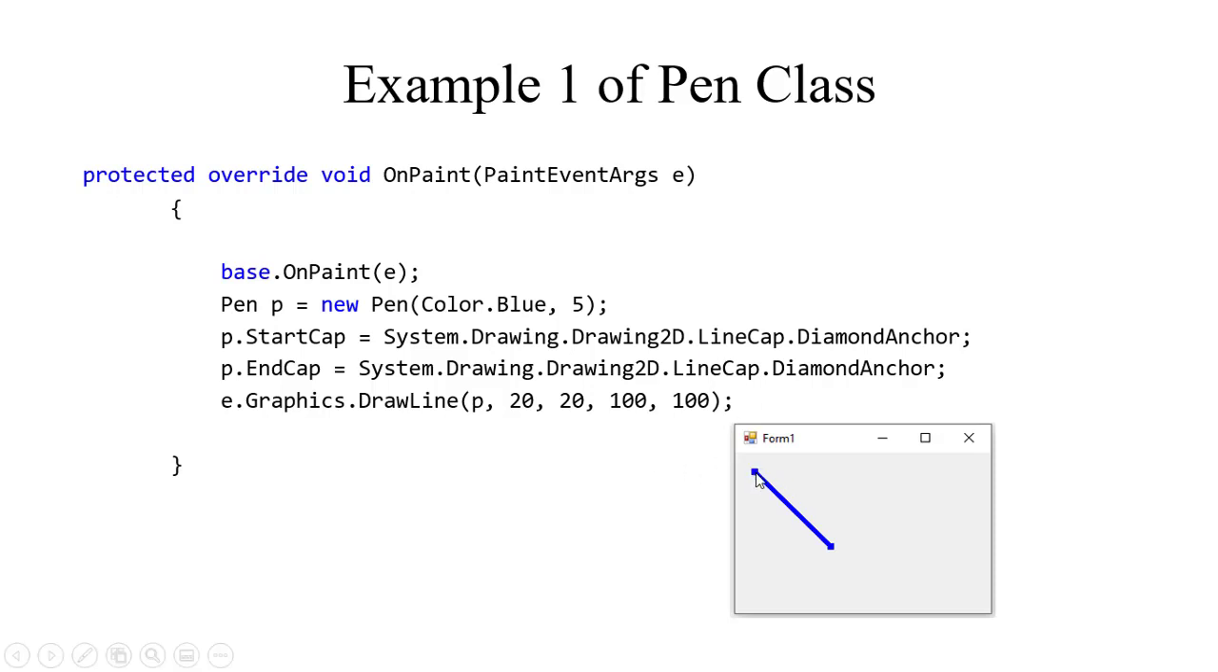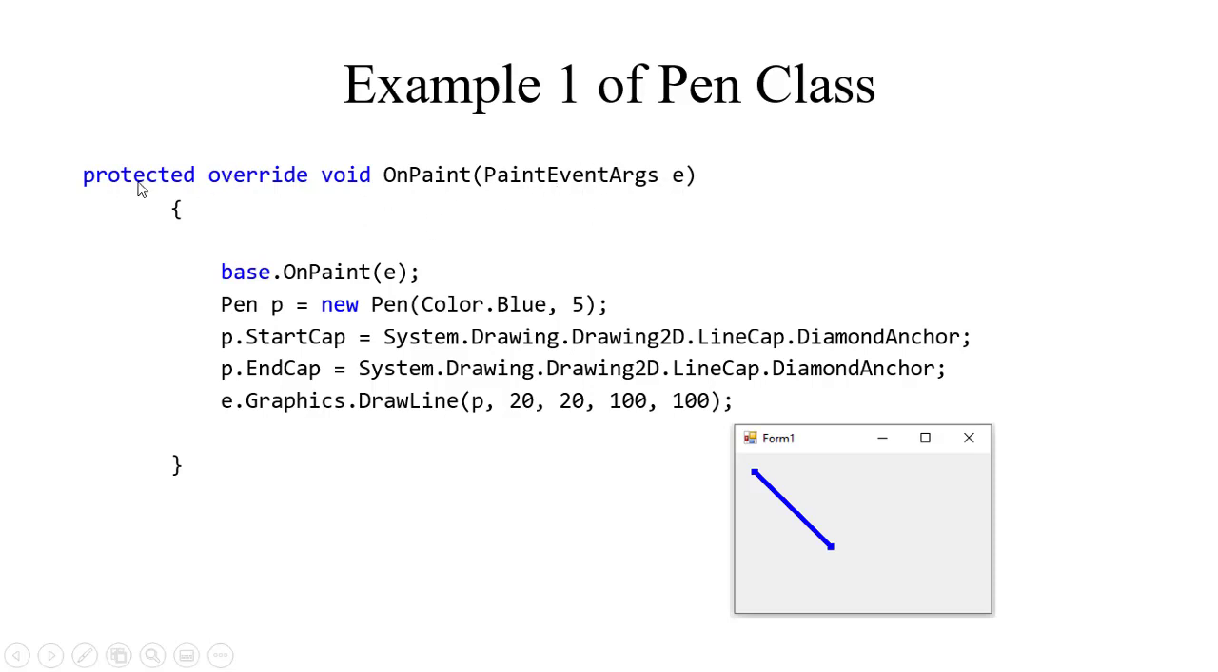Here is the start point of the line and the ending point of the line. This is drawn here using that certain pen cap, and the pen cap is the diamond anchor. So diamond anchor is used here. Here we have used protected override void OnPaint function with PaintEventArgs.